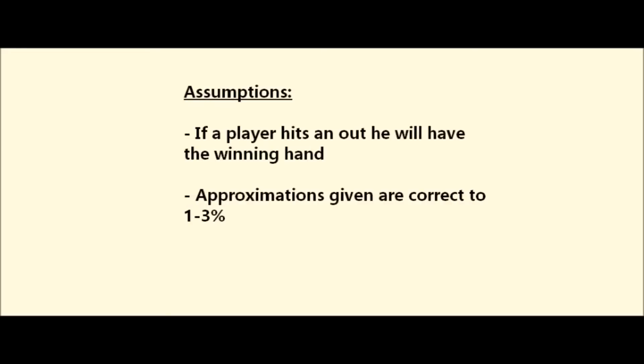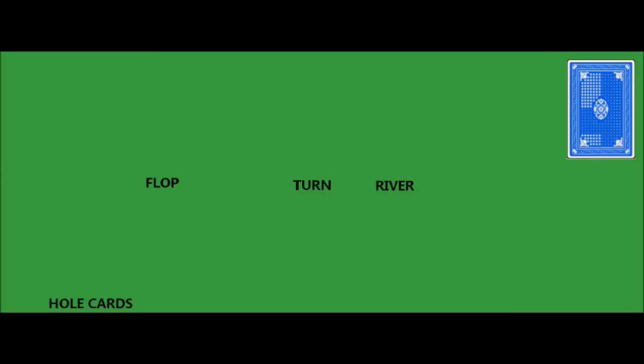The model in this video assumes that if a player hits one of their outs, they will have the winning hand. The approximations the model gives are correct to 1 to 3%. In order to properly use this model, we must first understand how it works. First, we're going to learn how to estimate our odds of winning after the first 3 community cards have been shown, also known as the flop. And then, using a widely accepted concept known as pot odds, we will see how we can beat the game in the long run using simple maths.